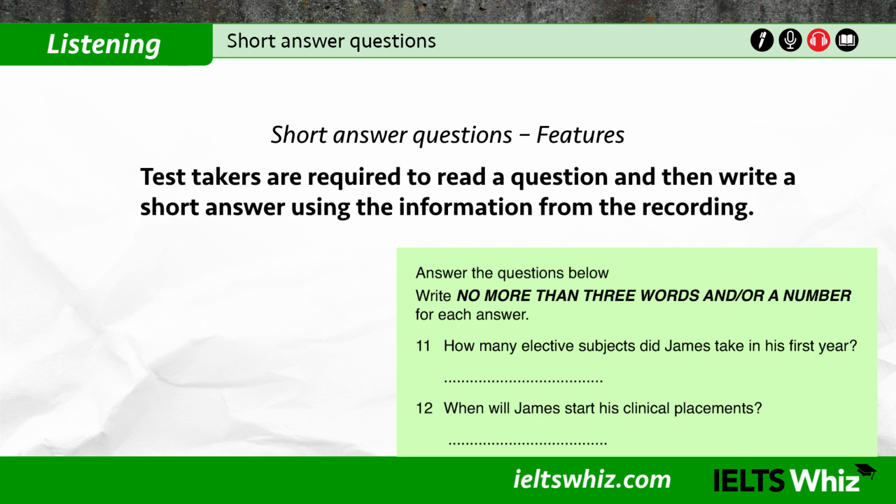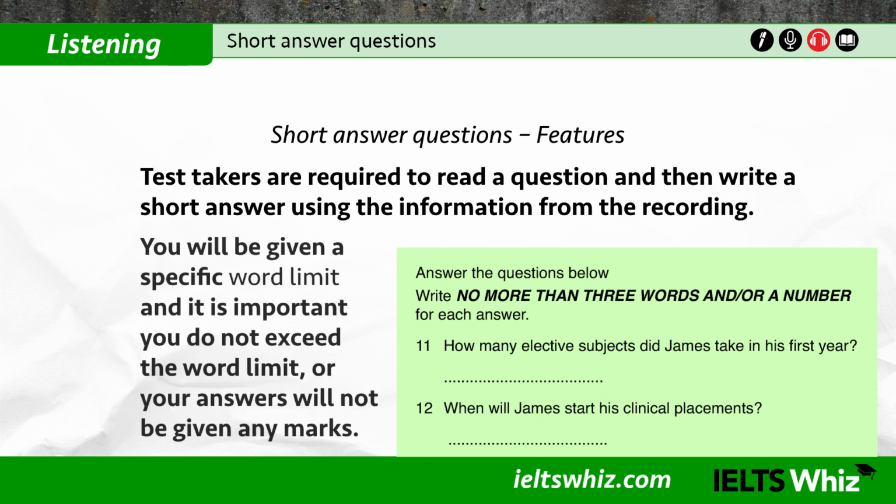Test takers are required to read a question and then write a short answer using the information from the recording. You will be given a specific word limit, and it's important you do not exceed the word limit or your answers will not be given any marks.